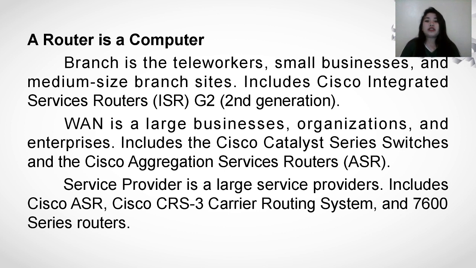Campus is for large businesses, organizations, and enterprises. Includes the Cisco Catalyst series switches and the Cisco Aggregation Services routers, also known as ASR. Service provider is for large service providers. Include Cisco ASR or the Aggregation Services routers, Cisco CRS-3 Carrier Routing System, and 7600 series routers.